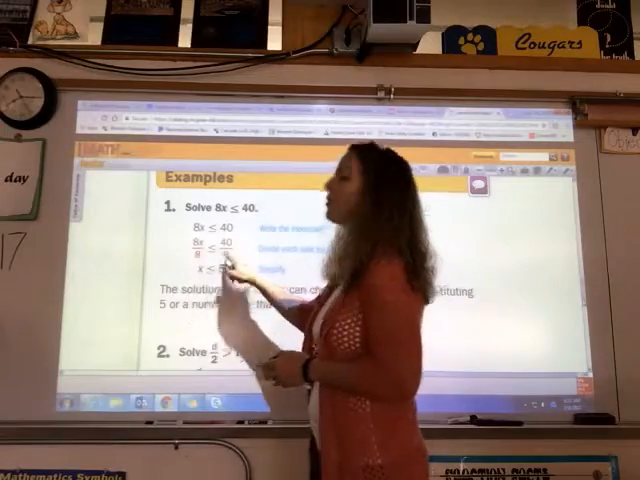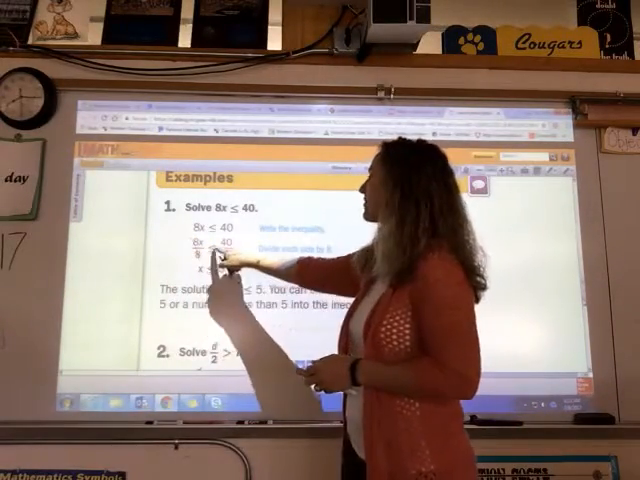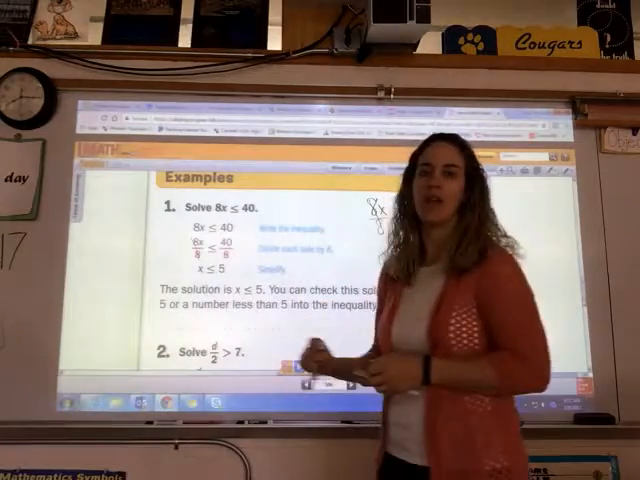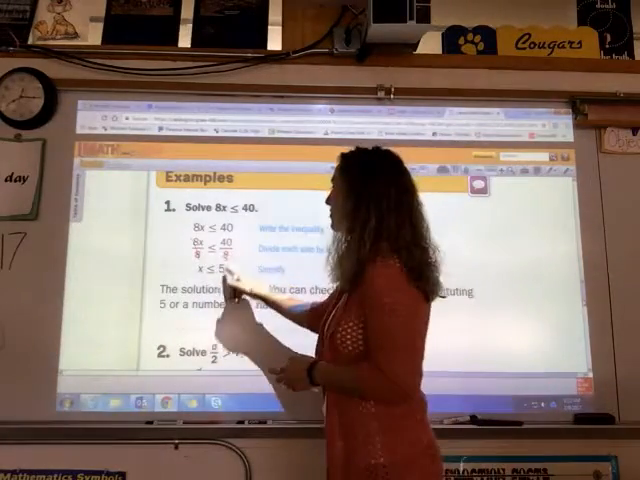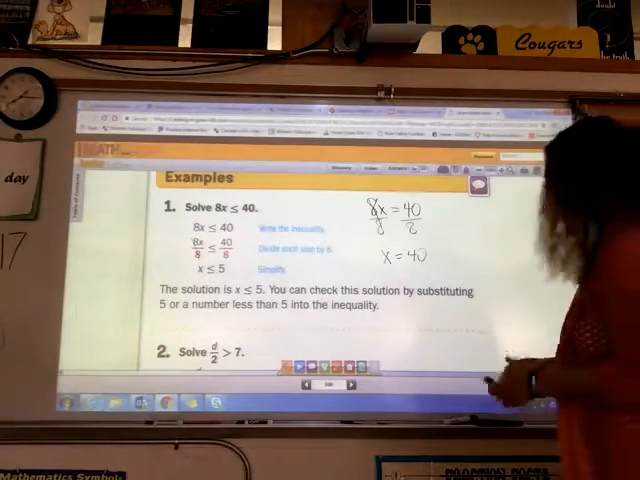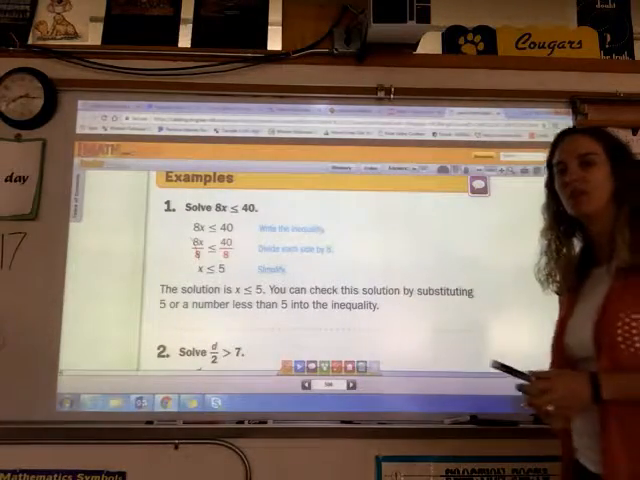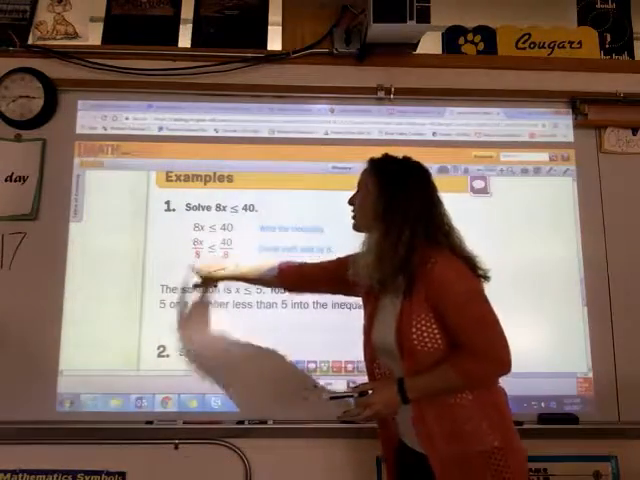Okay, so you can see in your book they've divided both sides by 8, and then 8's cancel out, x is left, x is going to be less than or equal to, and then the number would be 5 because 40 divided by 8 is 5. So your solution would be x is less than or equal to 5. Okay, so that's an example where we used the division property of inequality because we were dividing both sides by the same number.